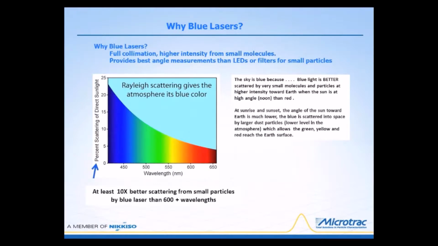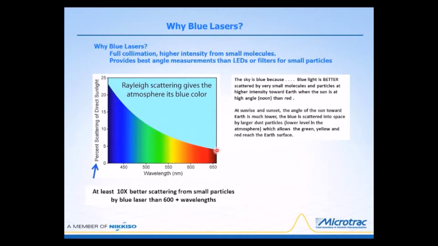So one of the questions is, why use blue lasers? Well, blue lasers provide for full collimation rather than trying to use LEDs or bandpass filters. They provide an extremely high intensity from the small molecules. Now, if you'll notice, I've got a drawing here showing the differences in how light is scattered from smaller objects. As we get down here into the 405 nanometer range, you can see the scattering from the smaller particles is much greater than what you'll find out here.